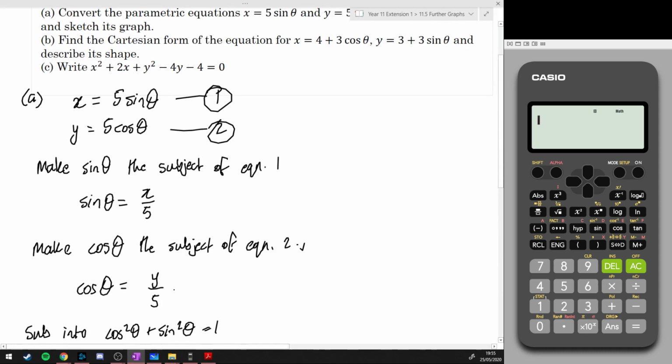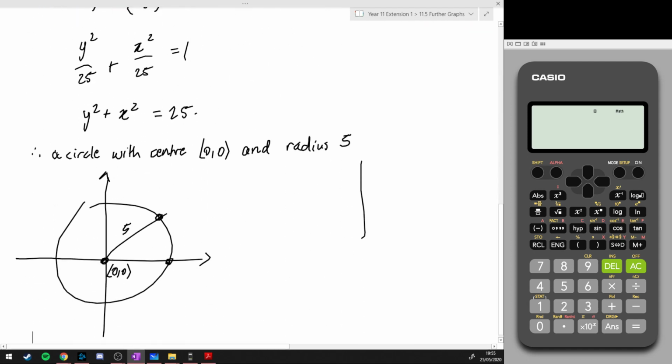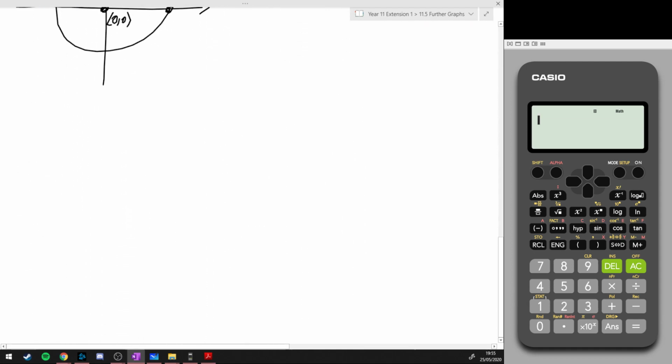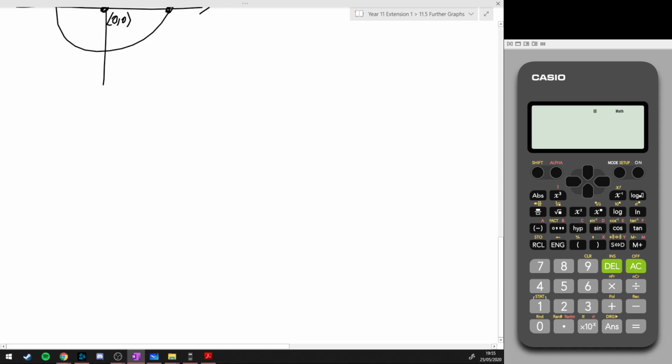Alright, let's go and have a look at question B. Find the Cartesian form of the equation for x is equal to 4 plus 3 cos theta, y is equal to 3 plus 3 sine theta, and describe its shape. Considering what section this is in, you could probably have a guess at what type of shape it's going to be. But let's have a look anyway.